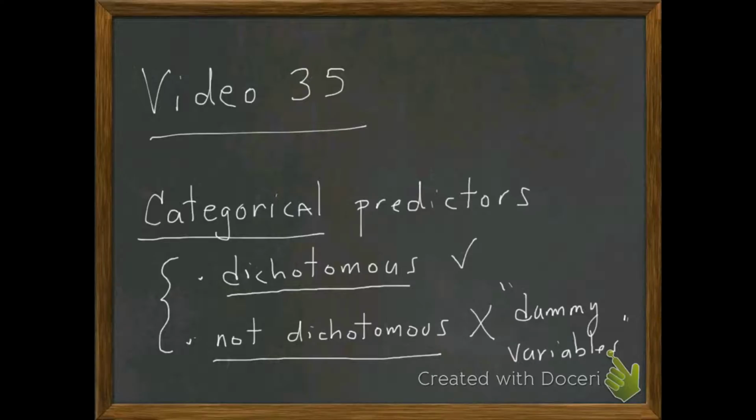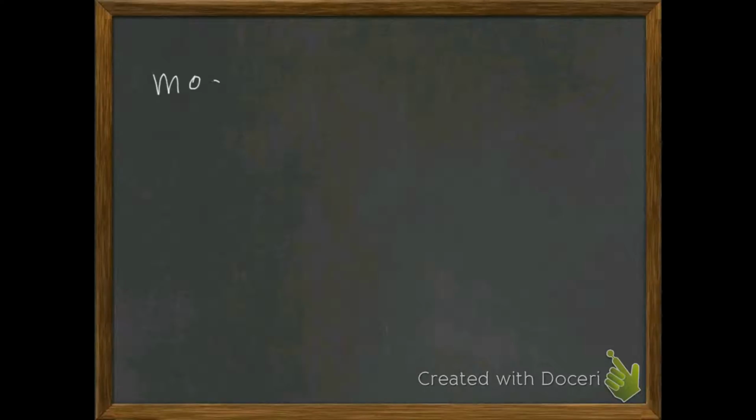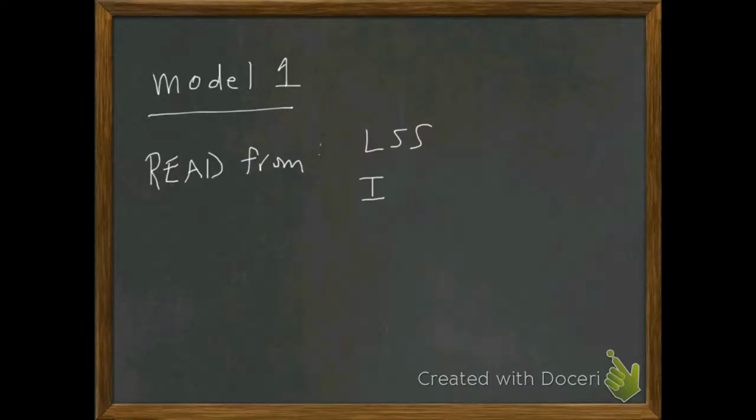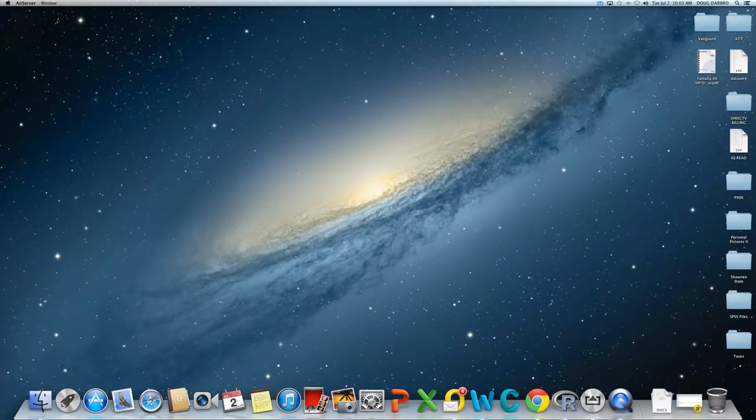So again, first thing I want to do is illustrate. The first model I'm going to run is I want to predict read from LSS, IQ, and I'm going to be using the same data set that we did before, but this time I want to include gender. So gender is dichotomous, obviously, so this is going to give you the illustration of those calculations.